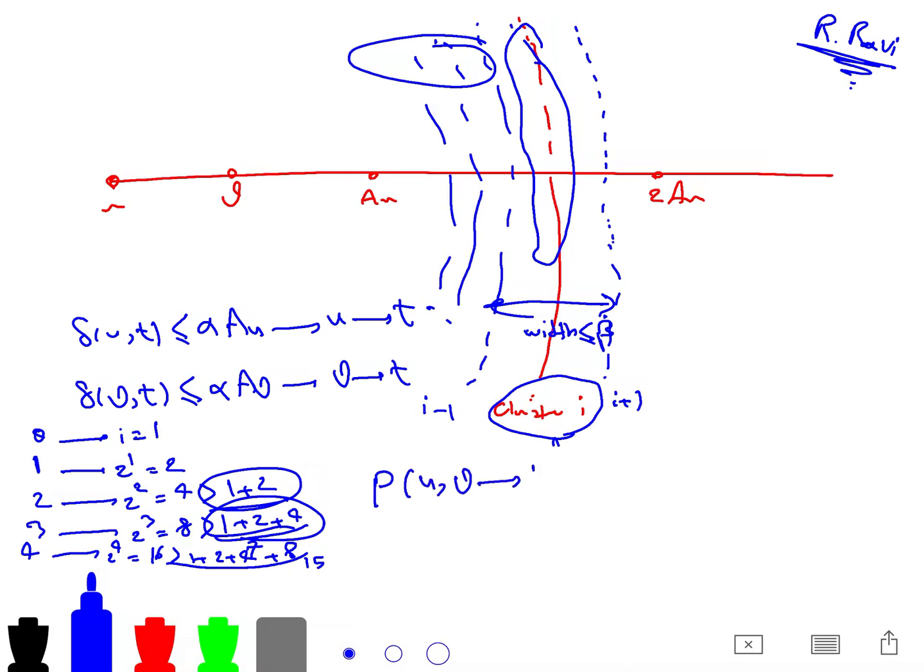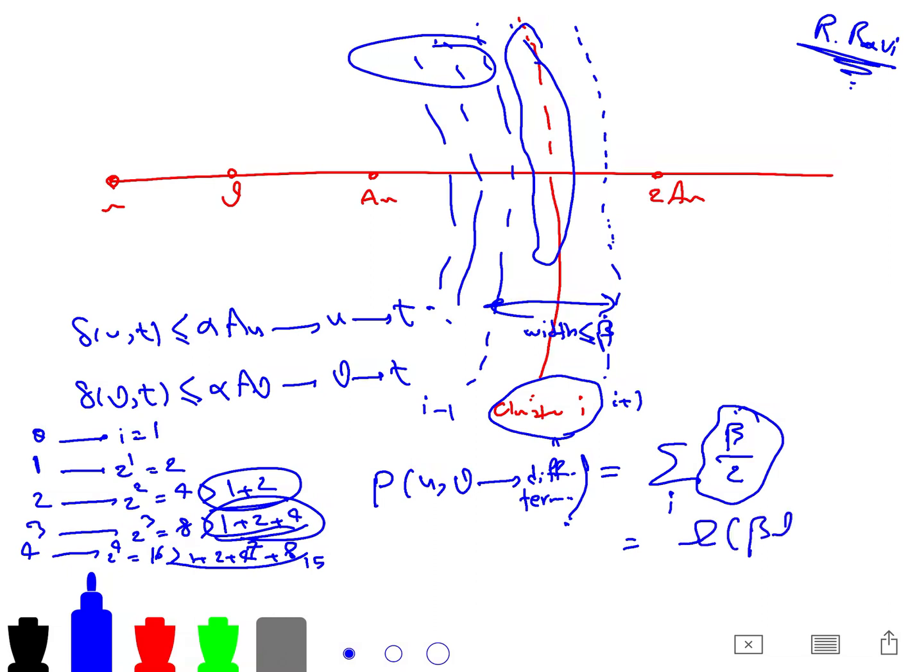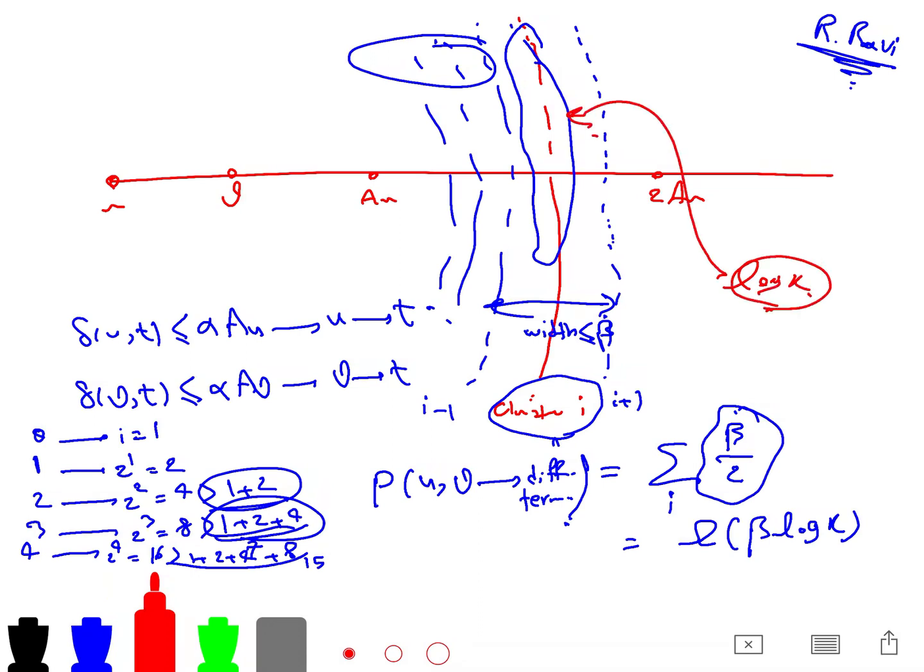So the probability of U and V being sent to different terminals, in other words being cut, is equal to the sum over all clusters. How many clusters? Log K clusters. The sum over beta over 2. Because for any of them, the probability is beta times half. Because it is bounded by beta, and it is half because, as I described, the probability of picking one of the terminals is half. We sum over all of the clusters. So we have how many clusters? We have log K clusters. So this becomes omega beta log K, because we have log K clusters of this type.